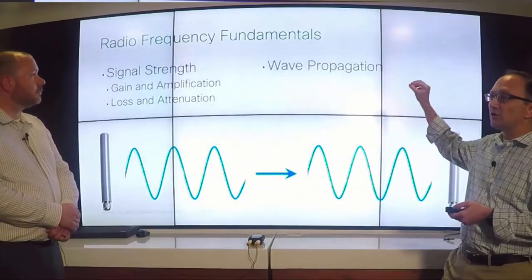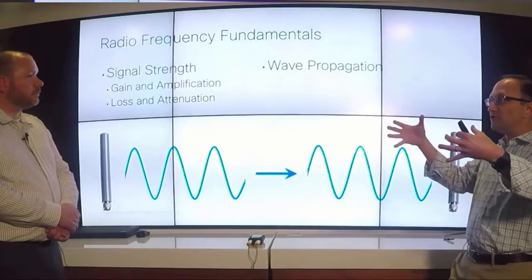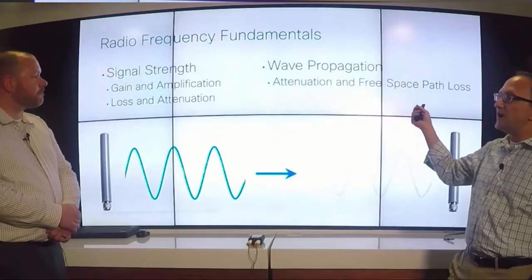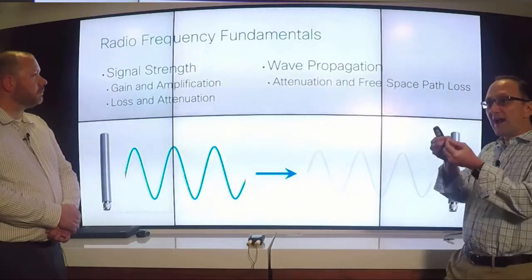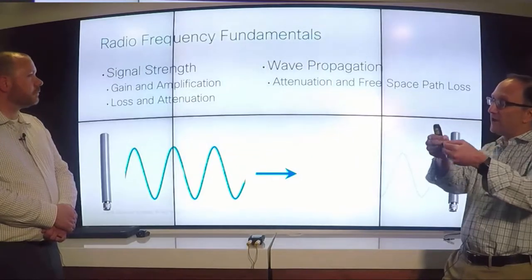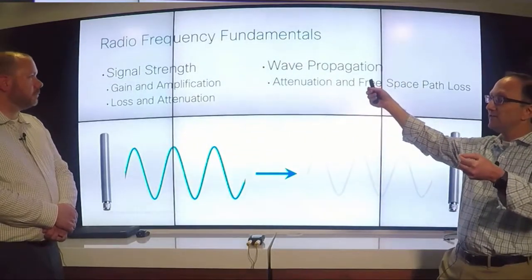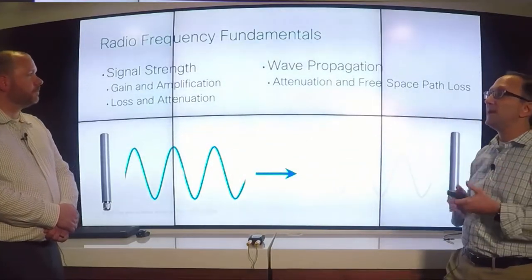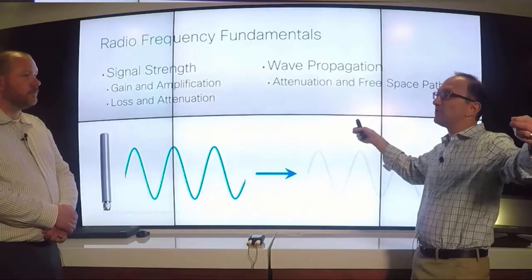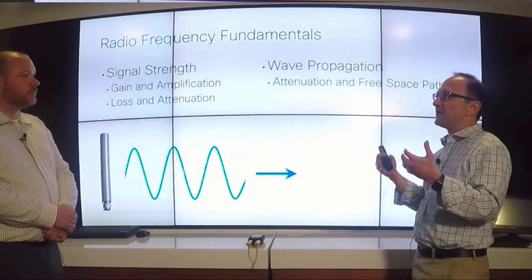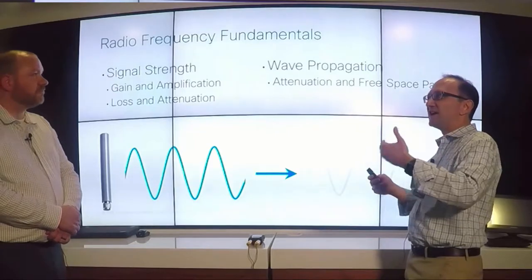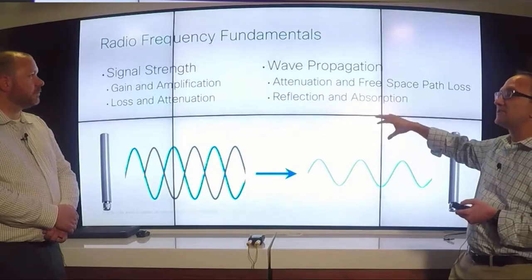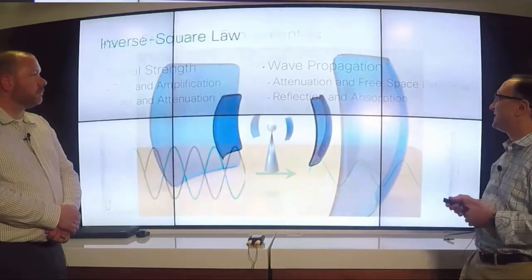Now we look at this in terms of wave propagation. Remember those ripples in the pond, how that is propagating in space. So there's attenuation of the signal. I actually have to put that signal from my radio through a cable to the antenna, and there's going to be loss over that cable. That's attenuation. And then there's free space path loss, as the ripples in the pond decrease. Think of it almost like friction. Obviously, it's not friction, but you're looking at how there's a decrease in the energy. We'll also talk about reflection and absorption of the signal and the impacts that has.